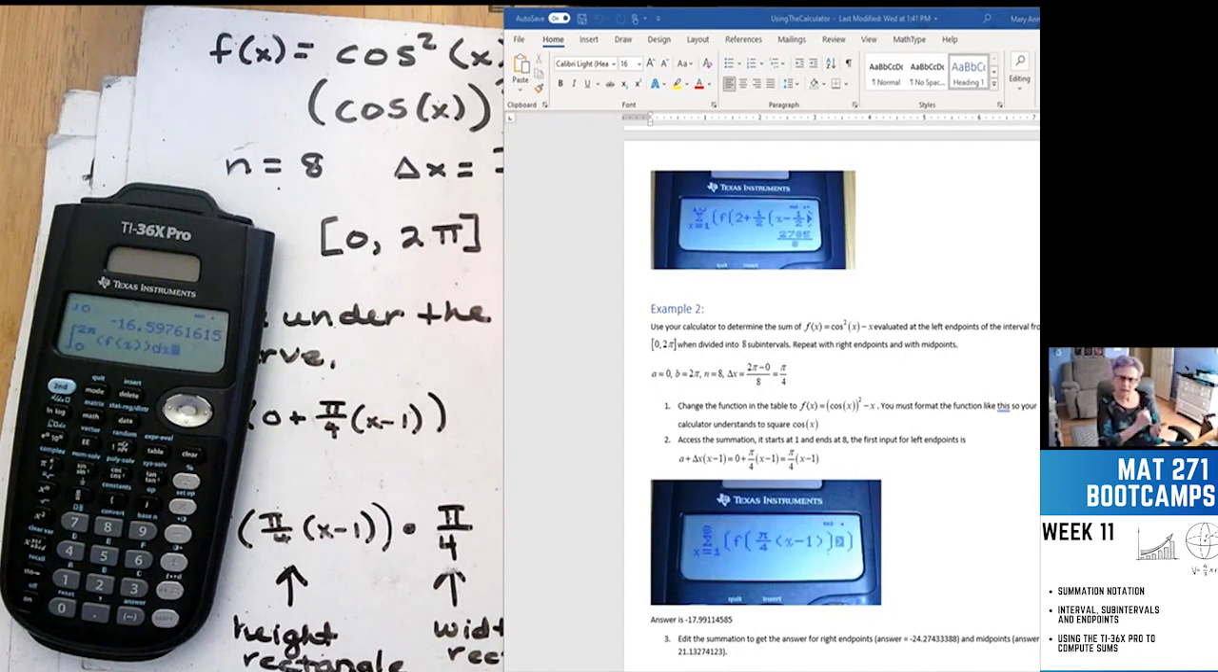Feel a little better about it now? Yeah. Okay. I think you'll find your Riemann sums and stuff a whole lot easier after having gone through this.